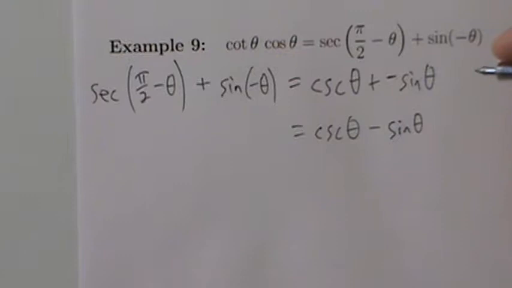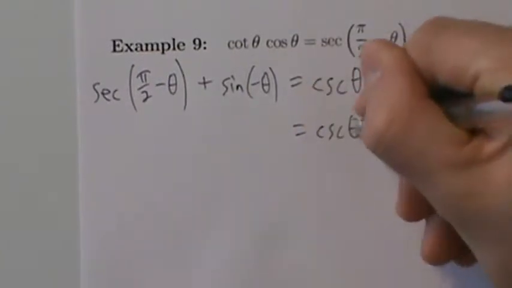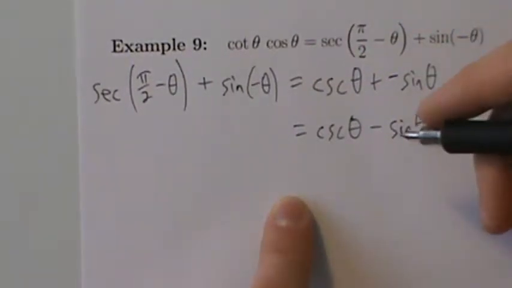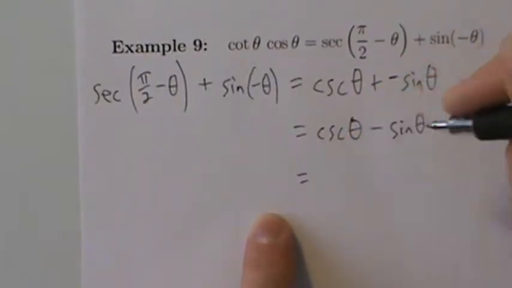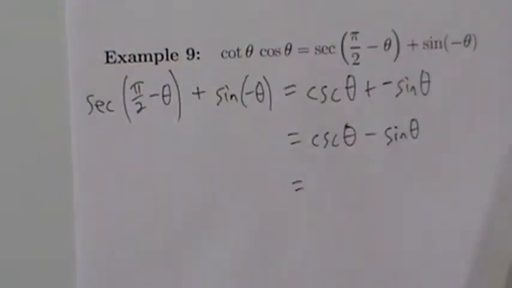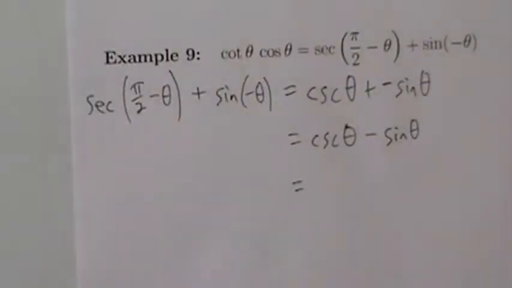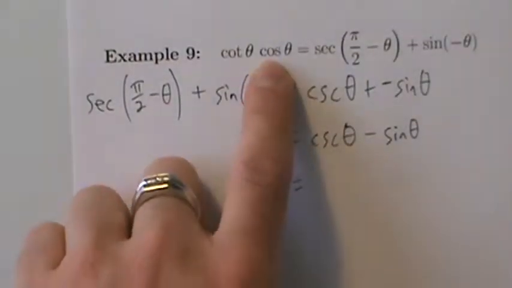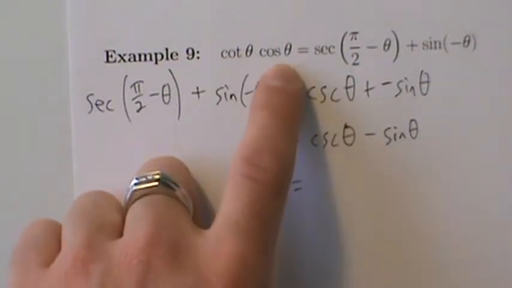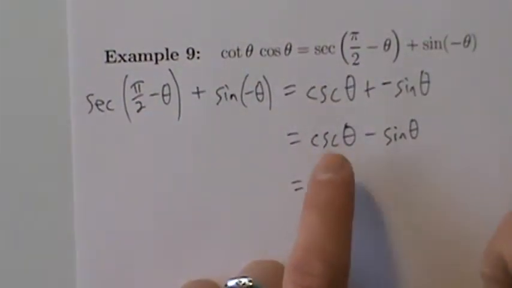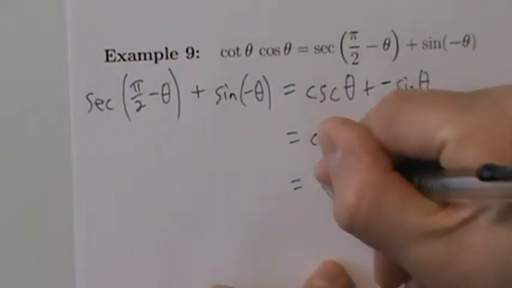Okay, now what do we do from here? Well, here's a cosecant, here's a sine, so let's rewrite this in terms of just sine and cosine. That's one of our steps to try. Rewrite expressions in terms of sines and cosines. So we eventually want to get to something with a cosine. Yeah, it also has a cotangent, but there's a cosine. So what we have is a cosecant and a sine. So let's maybe just rewrite everything with just sine and see what happens.